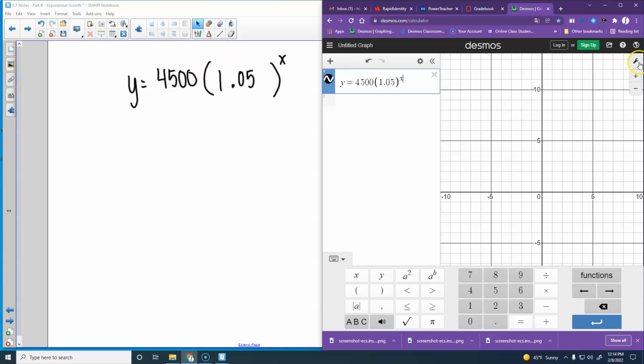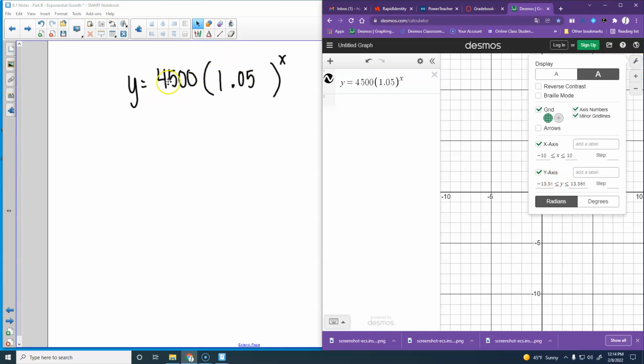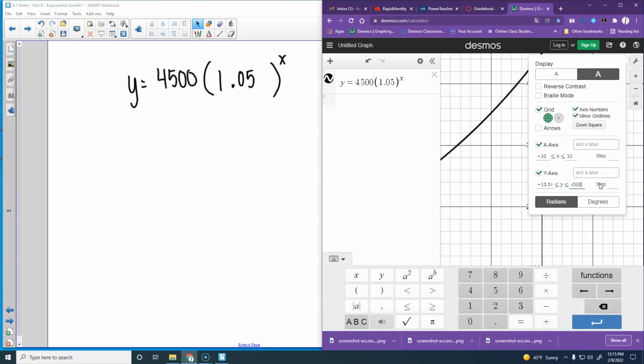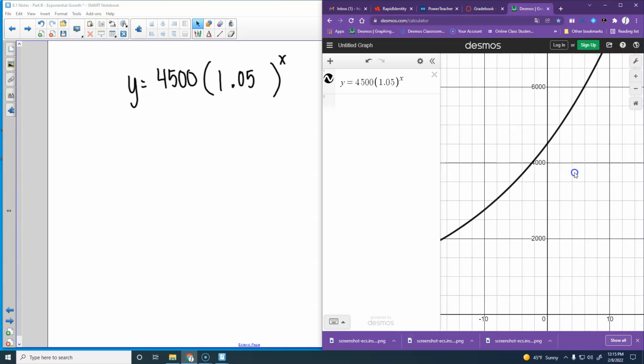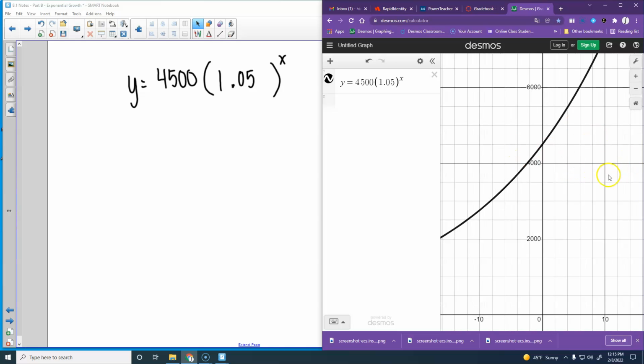In general, always start with that Y. I know my start value is 4,500. So I'm going to go here, hit the wrench, and change that upper Y value to 4,500. And then from there, try to zoom out. That gives me a better picture. I may still need to zoom out more.